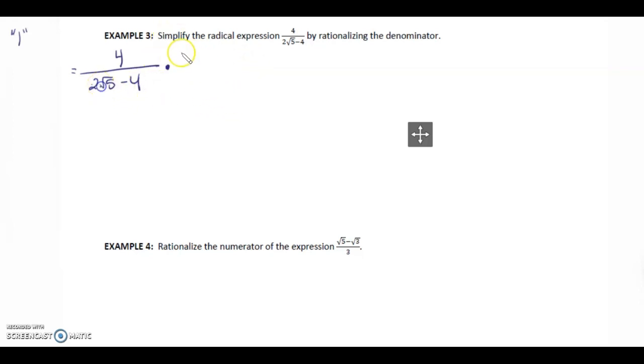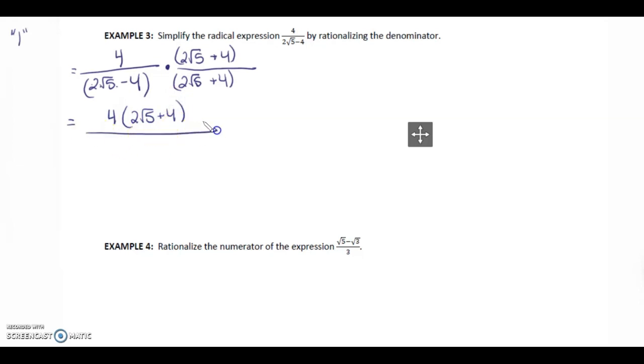So we have 2 root 5 as the first term. And instead of minus 4, we're going to go plus 4. Okay, and all of these are going to act as binomials. So let's leave the numerator for now. Let's go 4 bracket 2 root 5 plus 4. And let's expand the denominator.